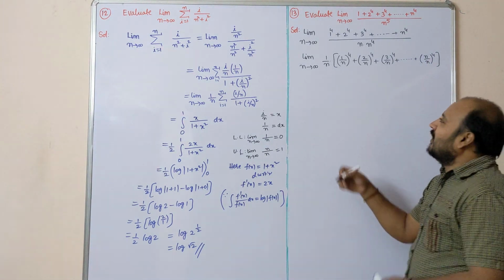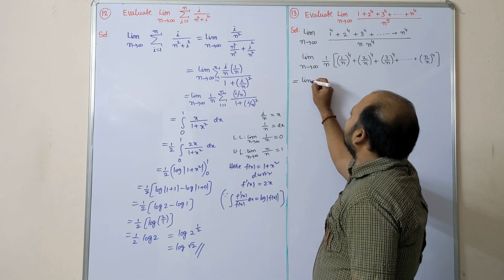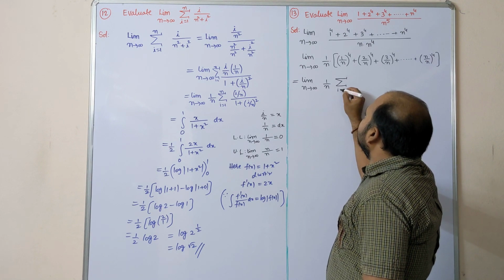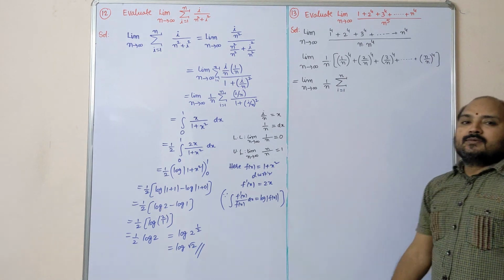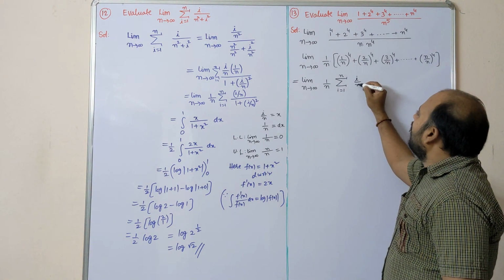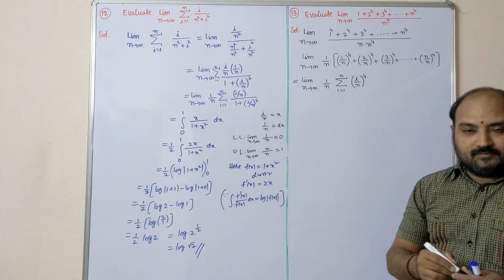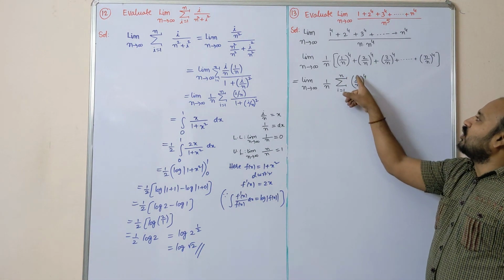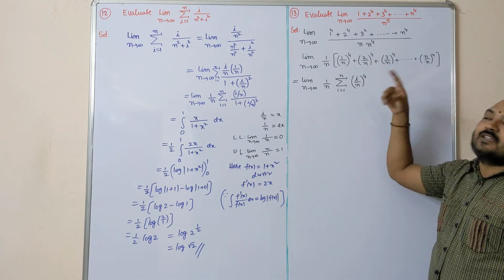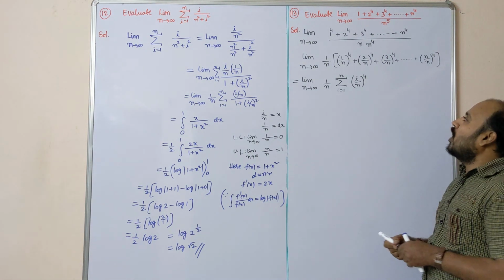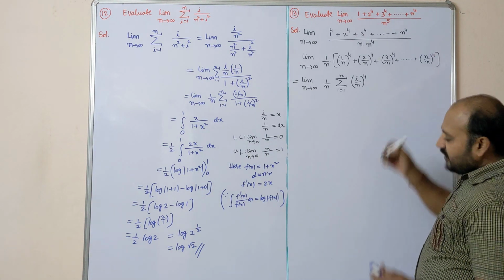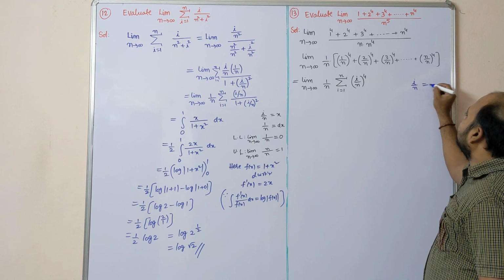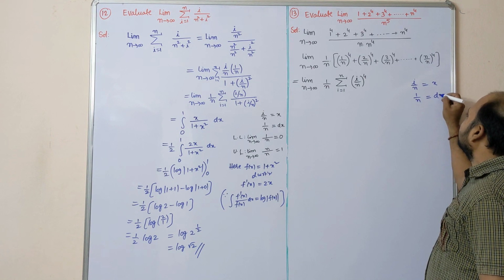After that I want to write sigma. So limit n tends to infinity 1 by n, sigma I is equal to 1 to n, I by n whole power 4. I is equal to 1, 1 by n whole power 4, plus I is equal to 2, 2 by n whole power 4, plus I is equal to 3, 3 by n whole power 4, plus and so on. After that, wherever I by n is there, what you have to write? I by n is equal to x, 1 by n is equal to dx.